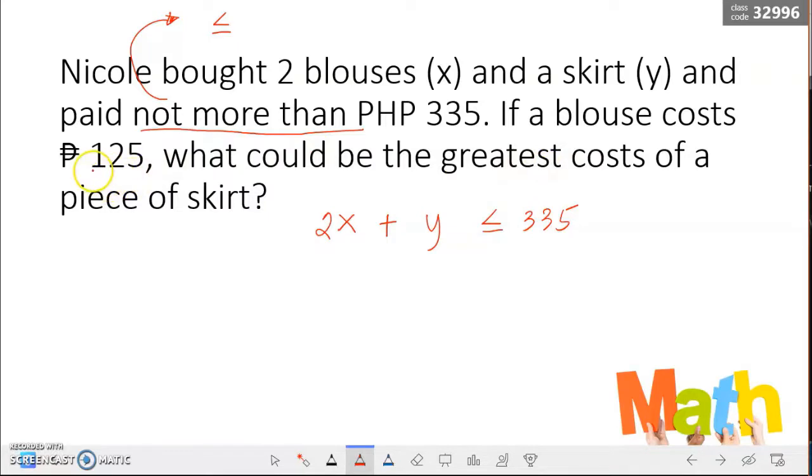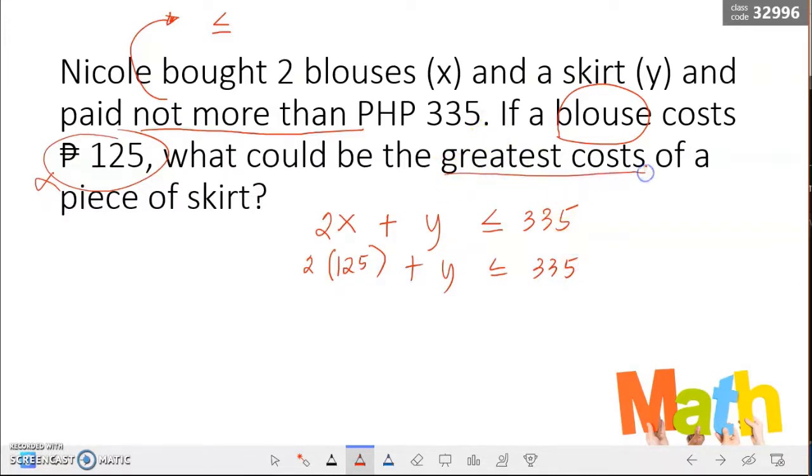Next, ibinigay na ang blouse costs 125 pesos. So, ito yung X natin. Substitute lang natin dito: 2 times 125 plus Y is less than or equal to 335. Tinatanong dito ang greatest cost of a piece of skirt. So, yung greatest cost natin dito, class, ay yung pag in-add mo, mag-e-equal siya sa 335 or very close to 335, kasi greatest yung kinukuha natin.